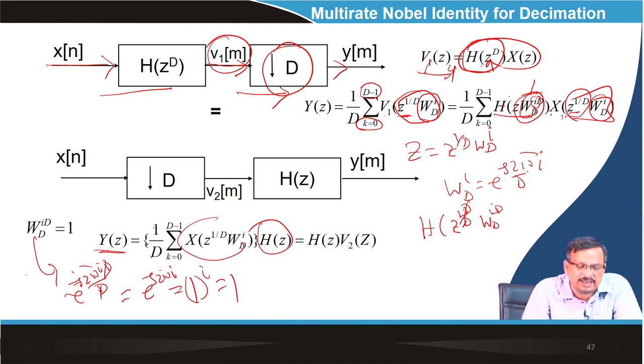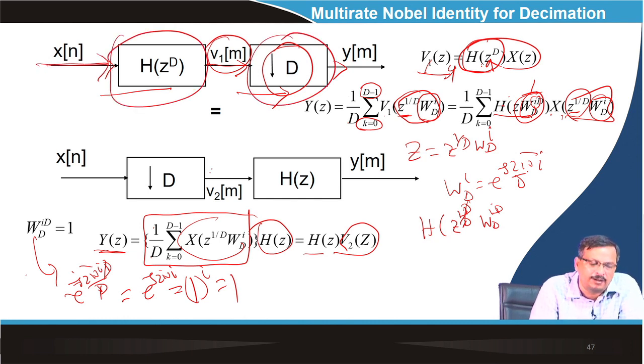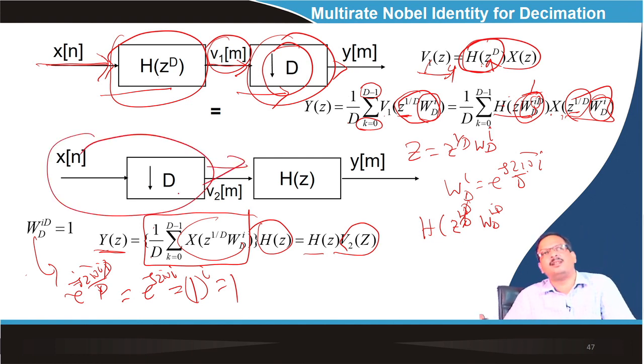Okay. So, what is H(z)? It is nothing but H(z) into V2(z). Let us consider this as V2. So, I can say that instead of first implementing the anti-aliasing filter and then downsampling, I can downsample it and then pass it through an anti-aliasing filter.